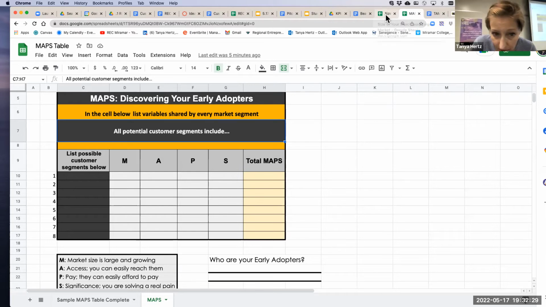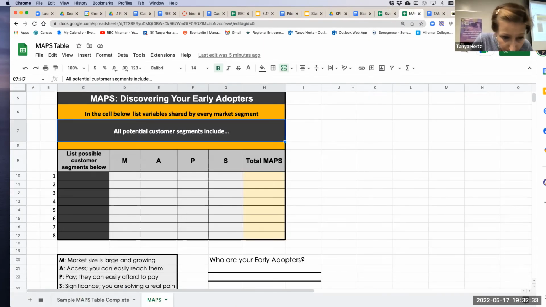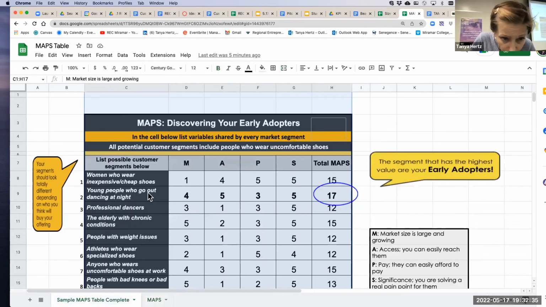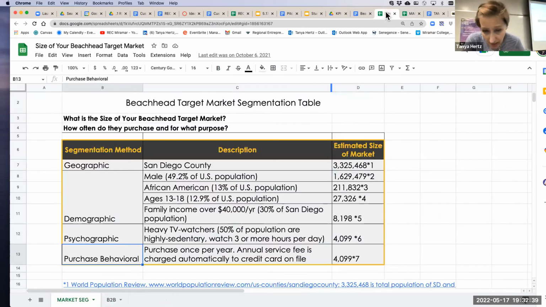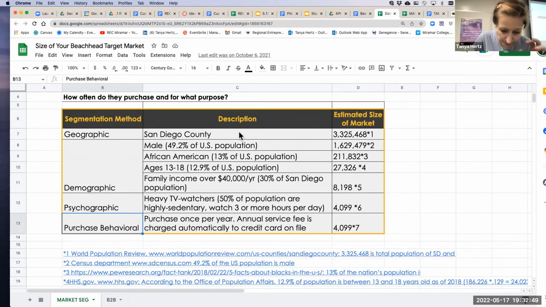Okay, so then I found my initial target market. Who did I pick on this one? The highest score was young people who go out dancing at night. So those look like the highest probability of actually being my early adopters. Then I would take that and put it over here in the beachhead table, and I would then complete the beachhead based on that.